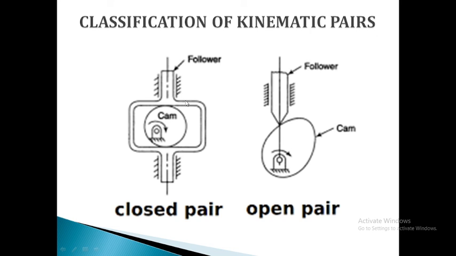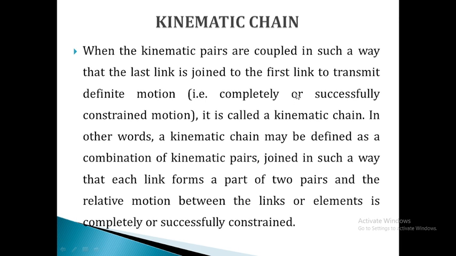Okay, now we can see in this example here the cam is inserted into the follower. It is a closed pair. Okay, and what is open pair? Here the cam is outside of the follower, and when the cam rotates, the follower moves up in reciprocating motion in this fixed block.